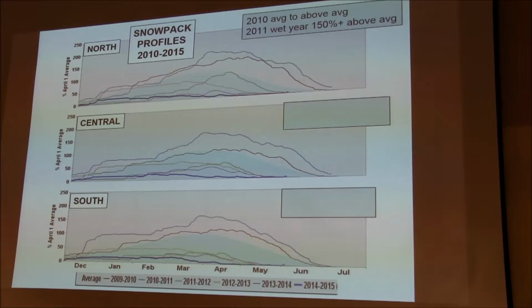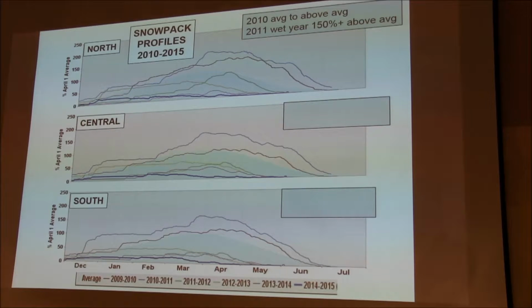So here now is just a profile of the different kinds of snowpack years that we've seen over the period of time that we've done our monitoring. So what you're looking at here is the snow water equivalents in the north, central, and southern Sierra Nevada top, middle, and lower panels. And the traces that you see here then represent different time frames here from average conditions in 2010 to above average conditions, very wet year in 2011.